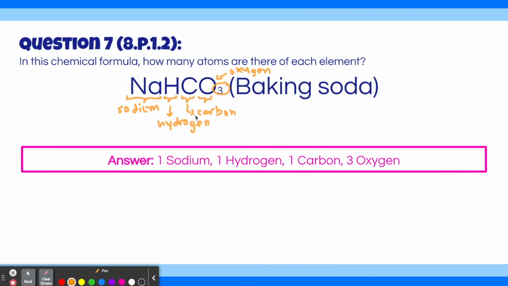So in baking soda, there's only one subscript, which is the 3 for oxygen. A subscript tells you how many atoms of that element would be in one molecule of the compound. So there are 3 atoms of oxygen in one baking soda molecule. When elements don't have subscripts, like sodium, hydrogen, and carbon, there is only one atom of each in the compound.